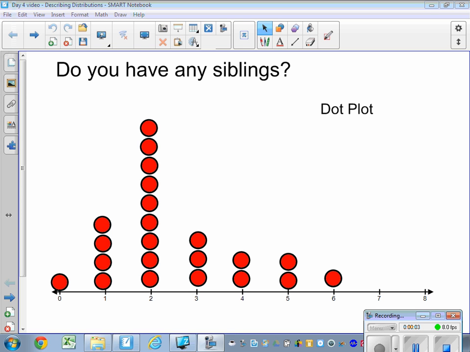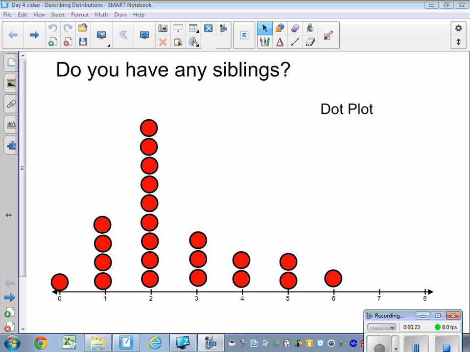So today we're going to be talking about looking at graphs of quantitative data. So here is a set of quantitative data, something we counted. Last year I asked my class, do you have any siblings? And they came up and they put little dots. One person was an only child.